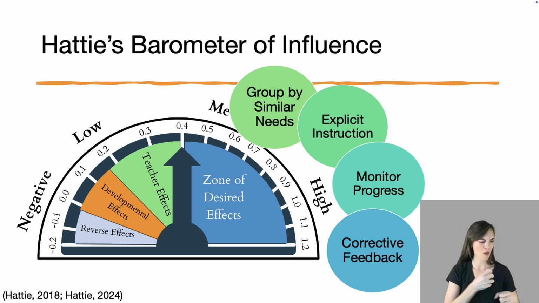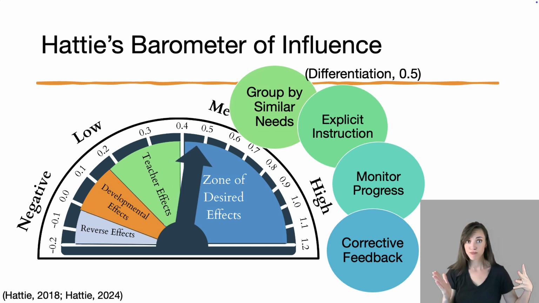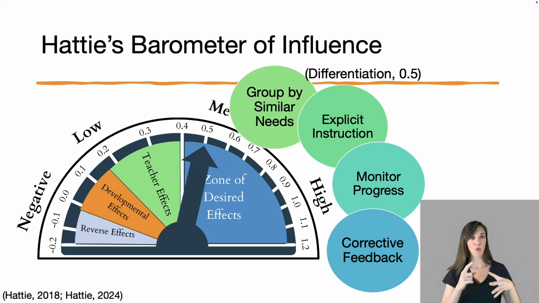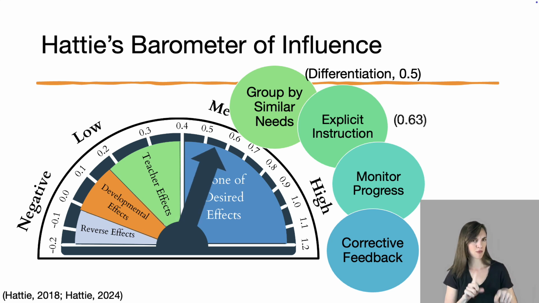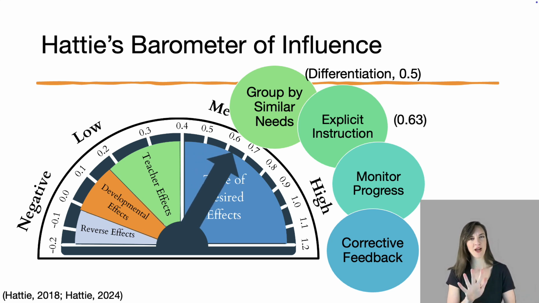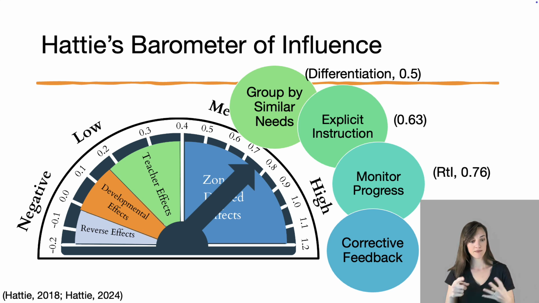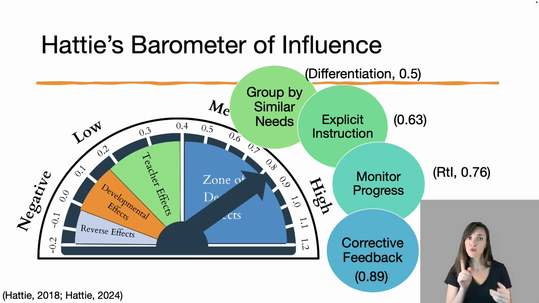Each of the components of intensive instruction fall on Hattie's barometer of influence. Grouping by similar needs through differentiation falling at 0.5, explicit instruction at 0.63, monitoring progress through response to intervention at 0.76, and corrective feedback at 0.89.